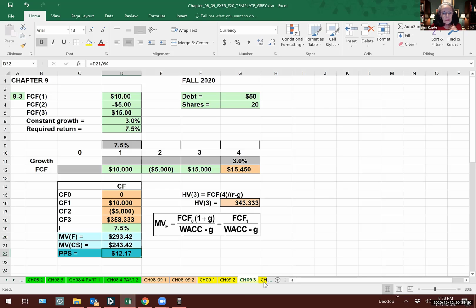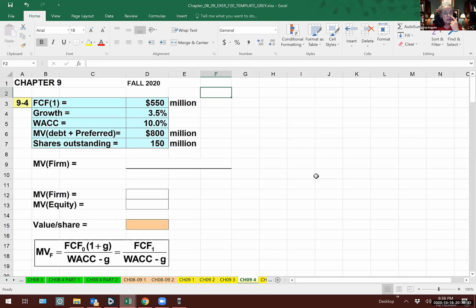Okay. Here's another one. This one, and remember, you have to pay attention. Free cash flow 1 or free cash flow 0. Okay, this is free cash flow 1. They're giving us the weighted average cost of capital, which I find interesting because we don't study weighted average cost of capital until chapter 10. So they have to give it to you.